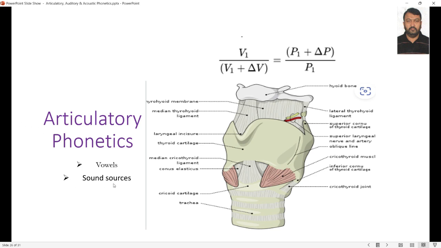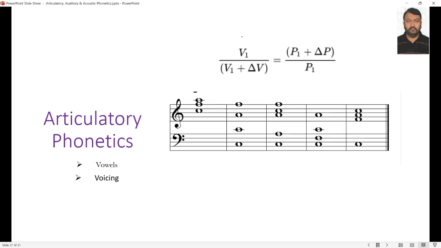Sound sources. Sound sources refer to the conversion of aerodynamic energy into acoustic energy. There are two main types of sound sources in the articulatory system: periodic, or more precisely semiperiodic, and aperiodic. A periodic sound source is vocal fold vibration produced at the glottis found in vowels and voiced consonants. A less common periodic sound source is the vibration of an oral articulator like the tongue found in alveolar trills.